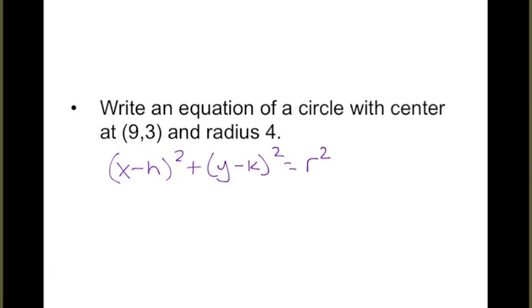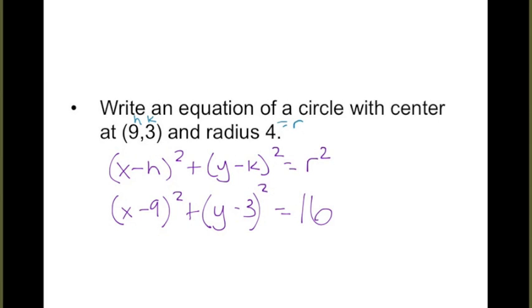So in the problem, we are told that we have a center at 9, 3. That's h and k. So we're going to take those and plug them into the h and k spots. So we get x minus 9 squared and y minus 3 squared. Then we're told we have a radius of 4. That radius is our r value. In the equation we want r squared, so we want 16.